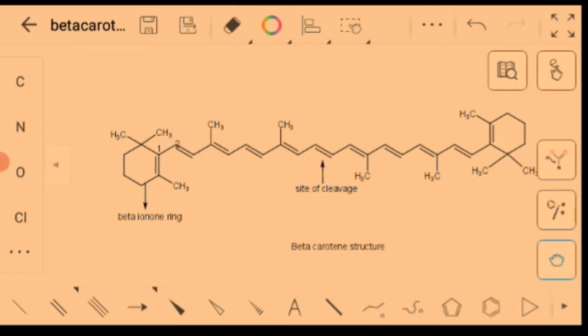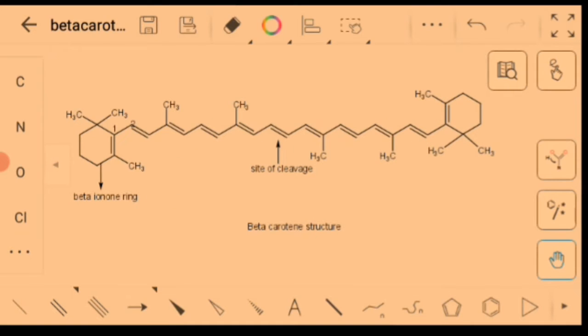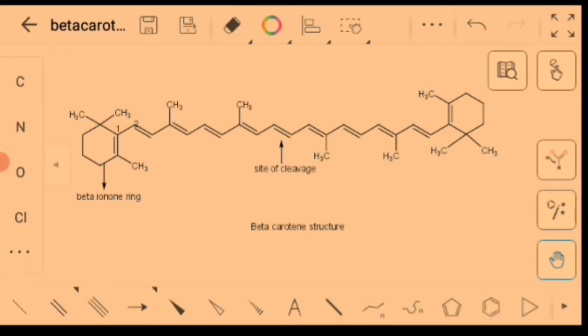So this is our carbon number 1 up to number 20. Our number 20 ends here at this tip. So you can count it yourself and you will see that there are actually 20 of them. So this structure is actually a skeleton of the beta carotene structure.